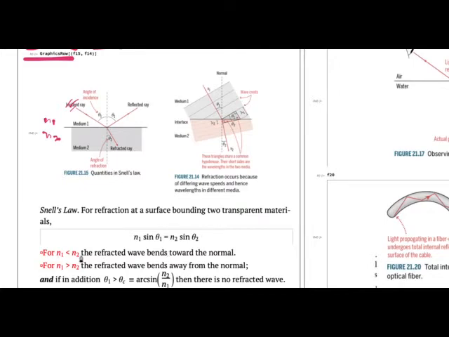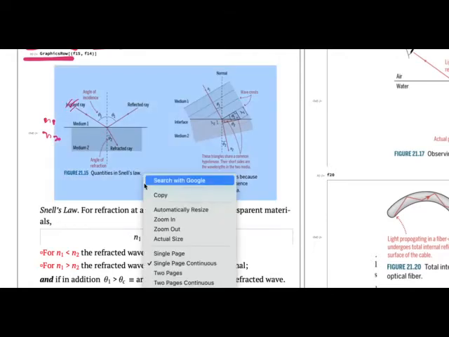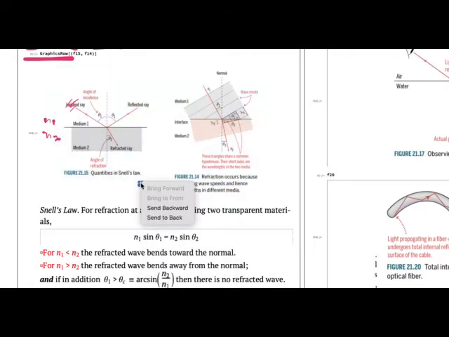For n1 less than n2, the refracted wave bends towards the normal because the sine of the refracted angle is less than the sine of the incident angle. But for the other way around, n1 greater than n2, the refracted wave bends away from the normal. That would be like if I had a light bulb down here. The light would hit the surface and be bent away from the normal.